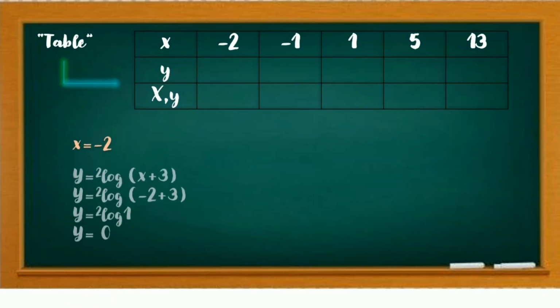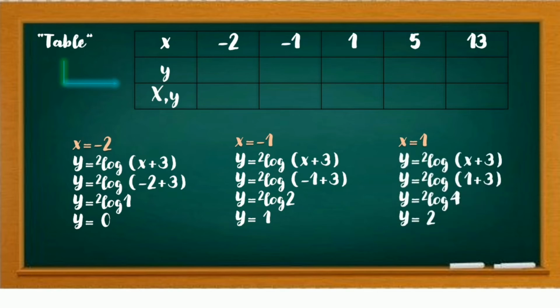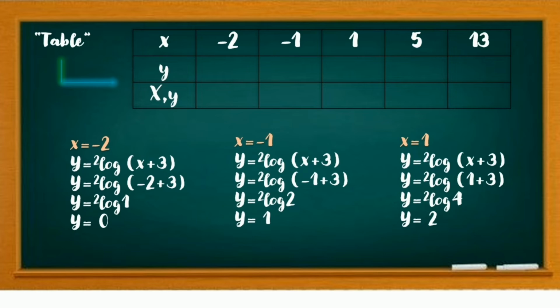Okay, for x equals minus 2, y equals log base 2 of x plus 3. y equals log base 2 of minus 2 plus 3. y equals log base 2 of 1. So y equals 0. For x equals minus 1, y equals log base 2 of minus 1 plus 3. y equals log base 2 of 2. So y equals 1.